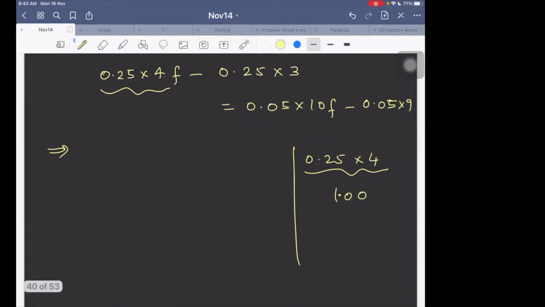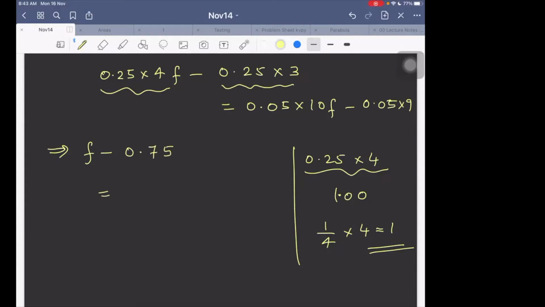Or otherwise, you can think of 0.25 as 1 by 4, a quarter, right? 0.25 is a quarter into 4. That is 1. So 1f is nothing but f minus, again, 0.25 into 3. How do you do that? We have 25 into 3 as 75. It's 0.75.